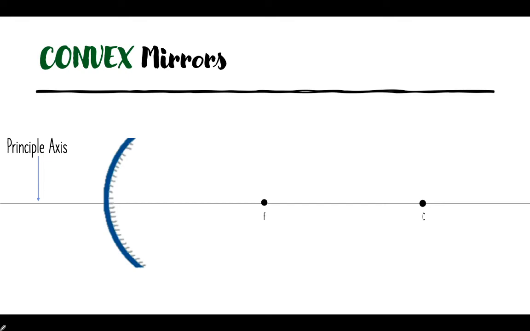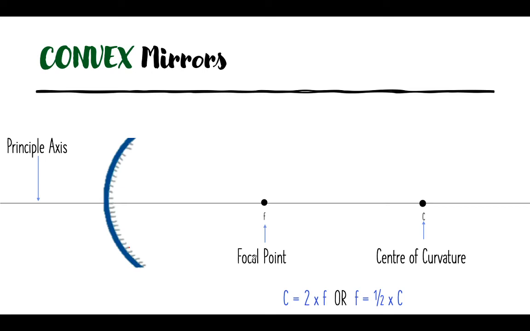In the diagram for a concave mirror, the F and C points were on the reflective side. In a convex mirror, the F and C are on the opaque side. The relationship between F and C is still the same. It's still the focal point, it's still the center of curvature, this is still the focal length.